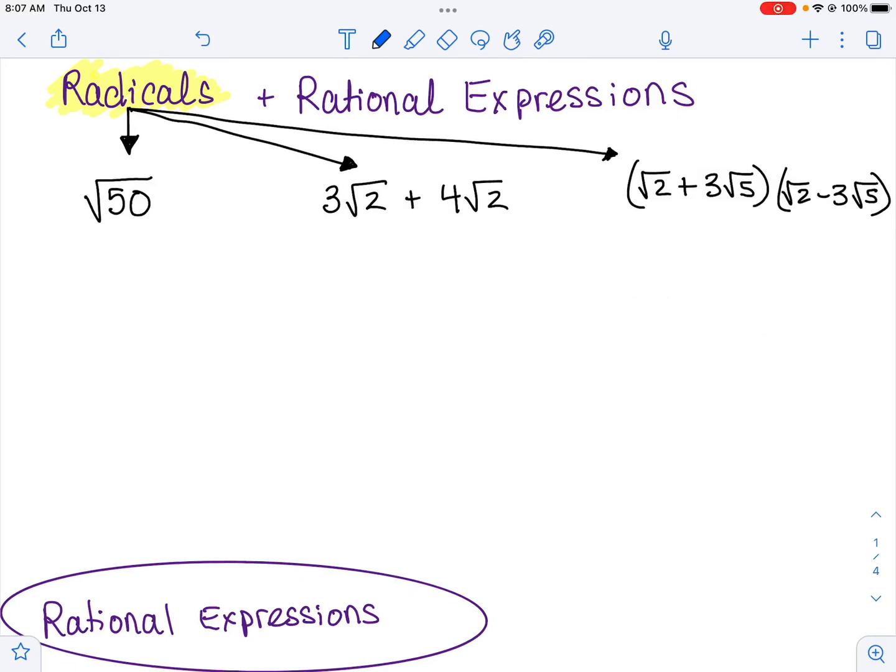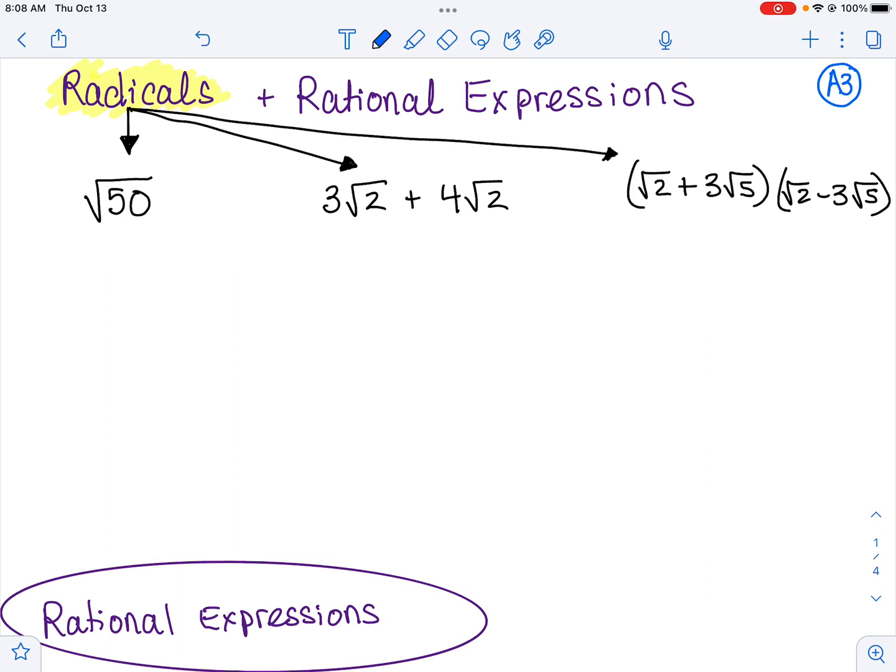Hey, this is just a video on radicals and rational expressions from topic A3 in grade 11 math. Okay, so let's just talk radicals really quickly. So here's how we can simplify radical expressions.